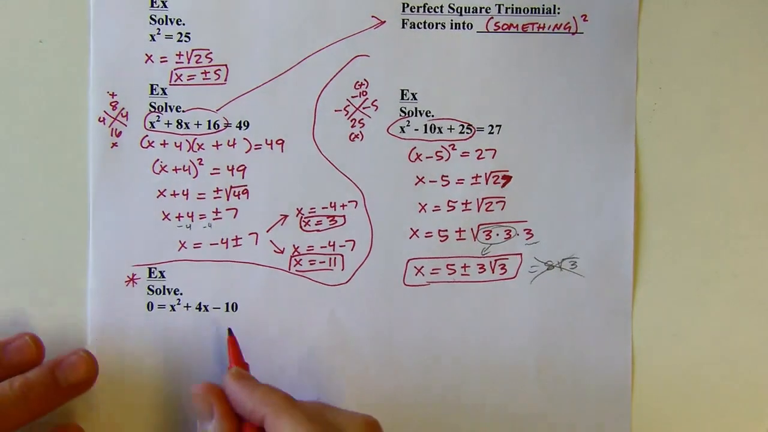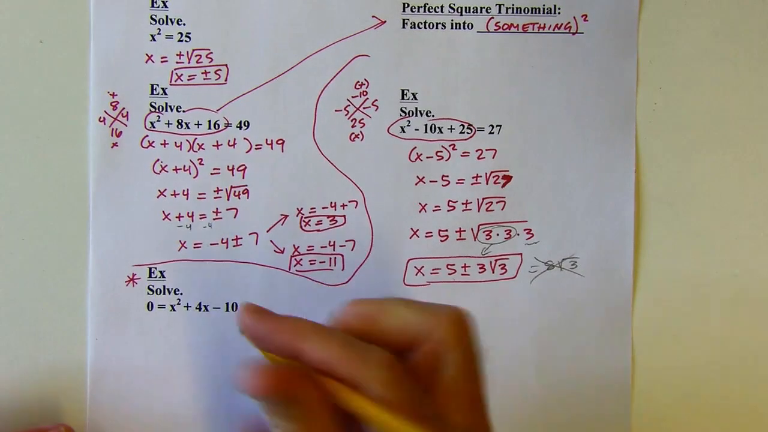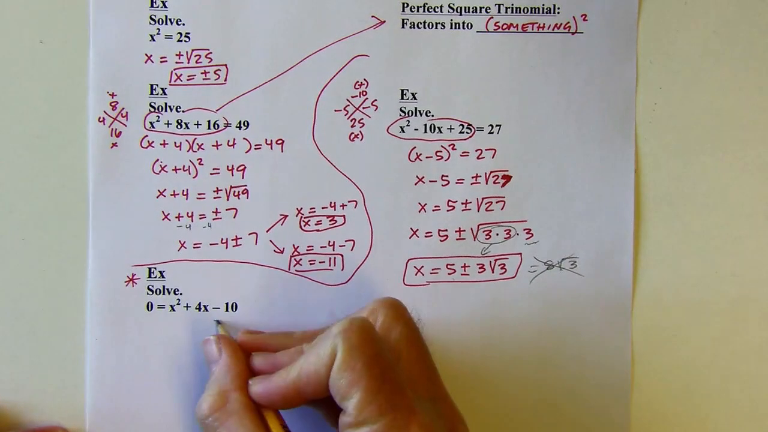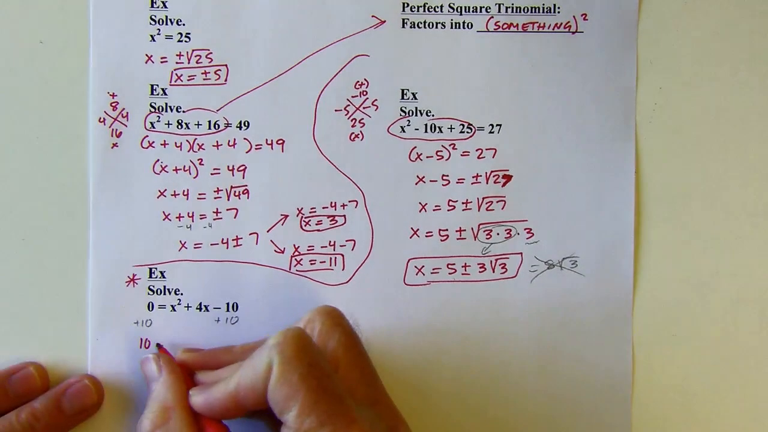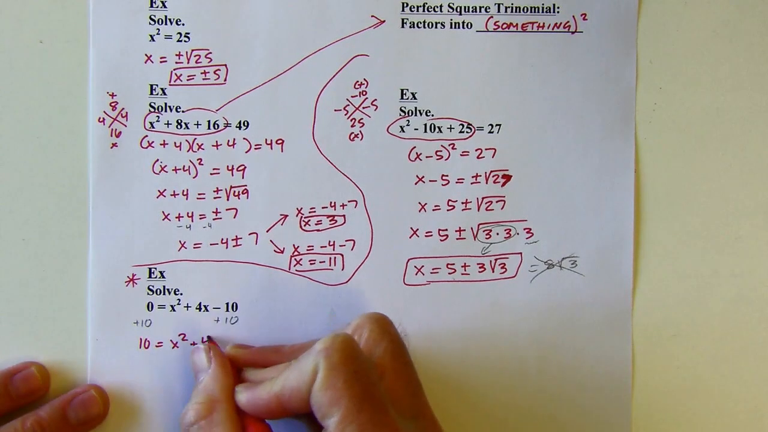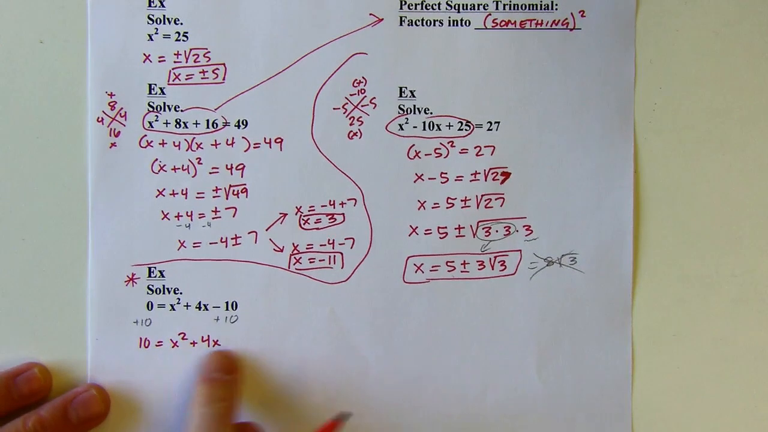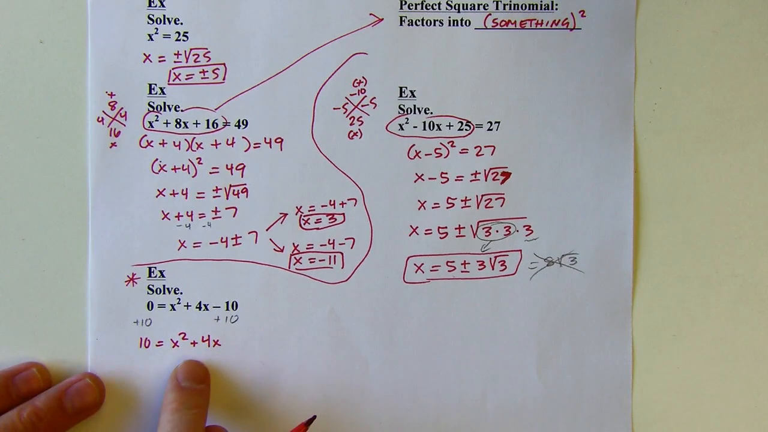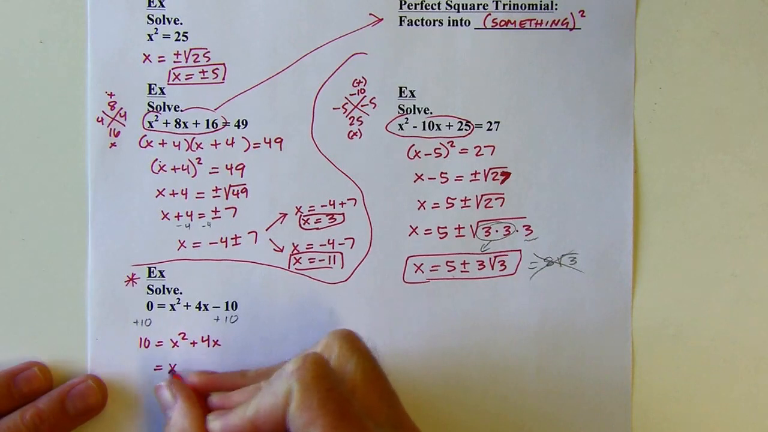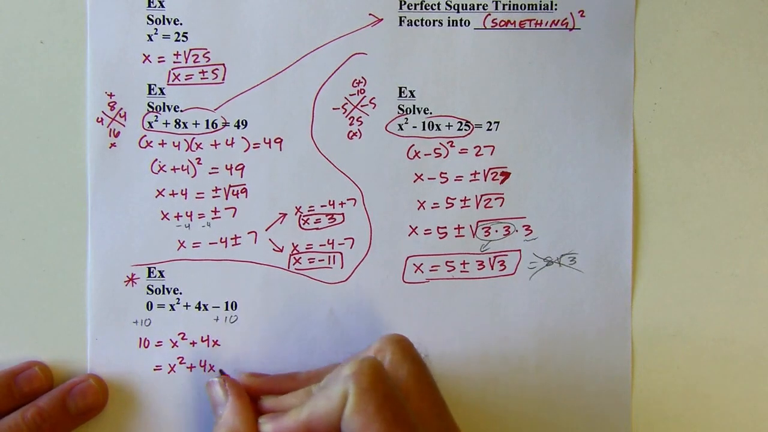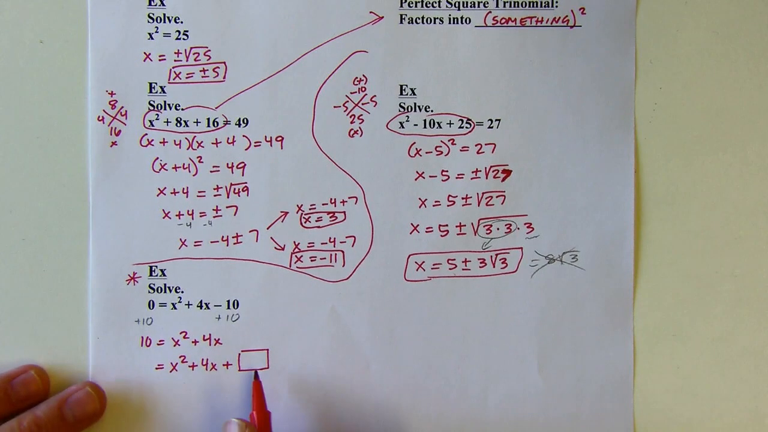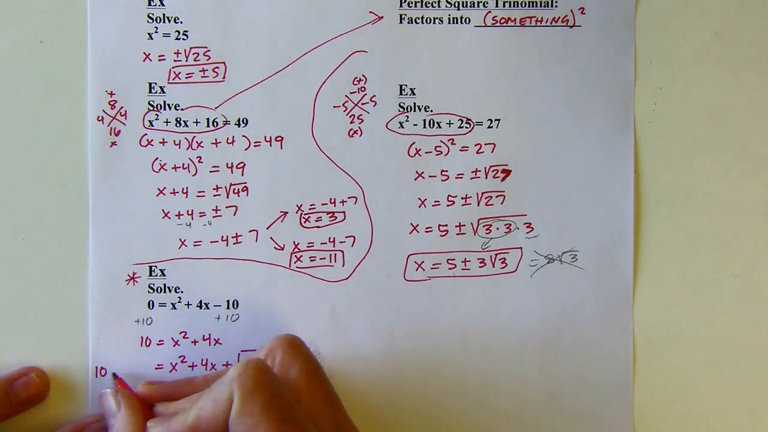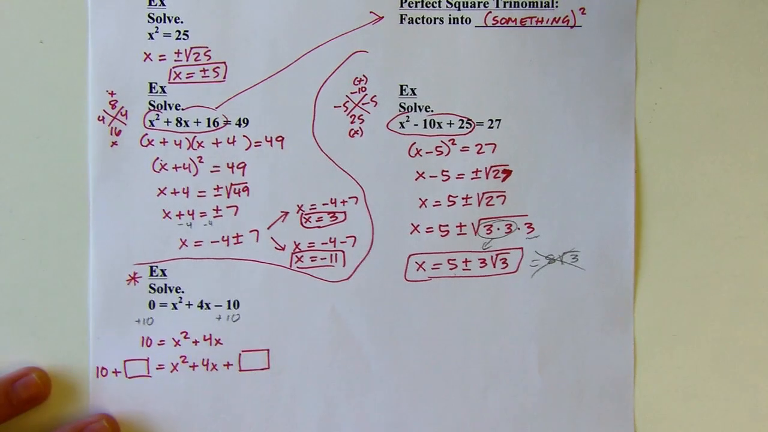So I want to move the 10 out of the way. Okay, because I know that's not going to work for making a perfect square trinomial, so I'm going to move it to the other side of the equation. Okay, so now I have 10 equals x squared plus 4x. Okay, so on the right side, I don't have a perfect square trinomial, but I'm going to create one. And here's my strategy. X squared plus 4x plus something is going to give me a perfect square trinomial. And I can add whatever I want to the right side of the equation as long as I'm adding that same something to the left side of the equation.